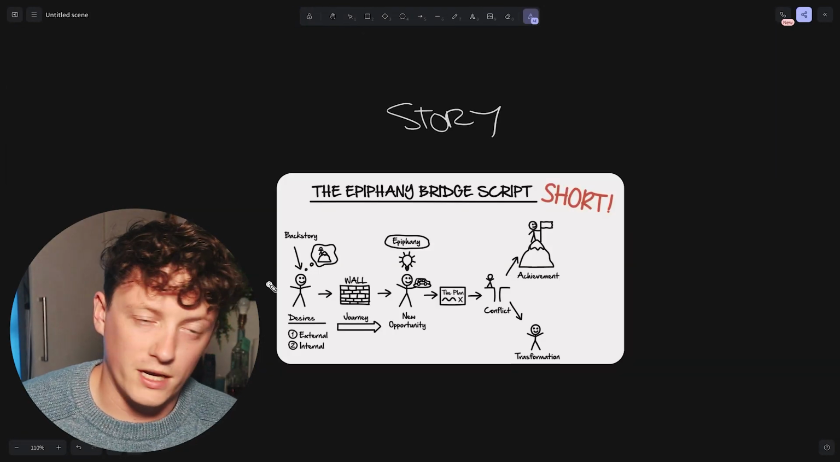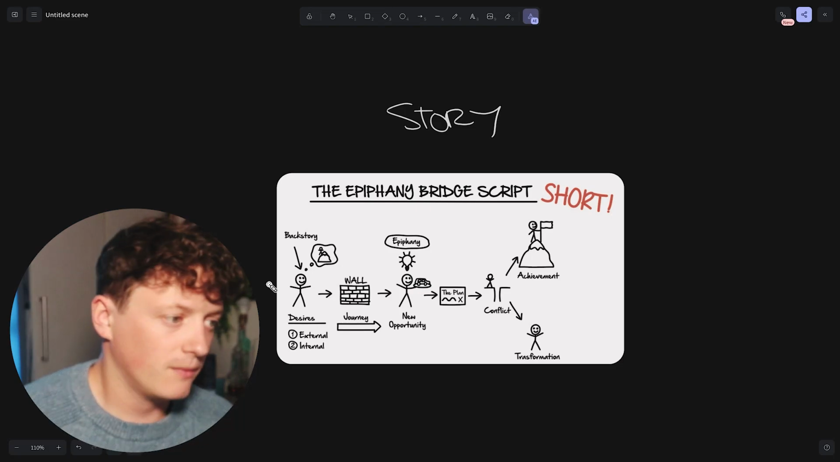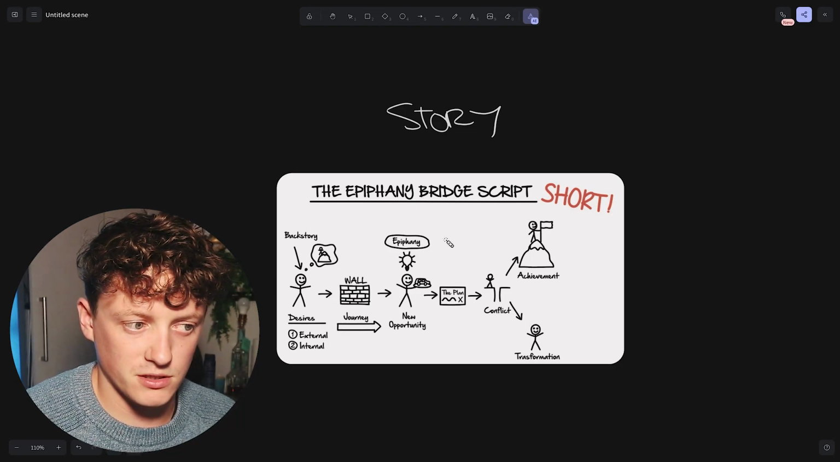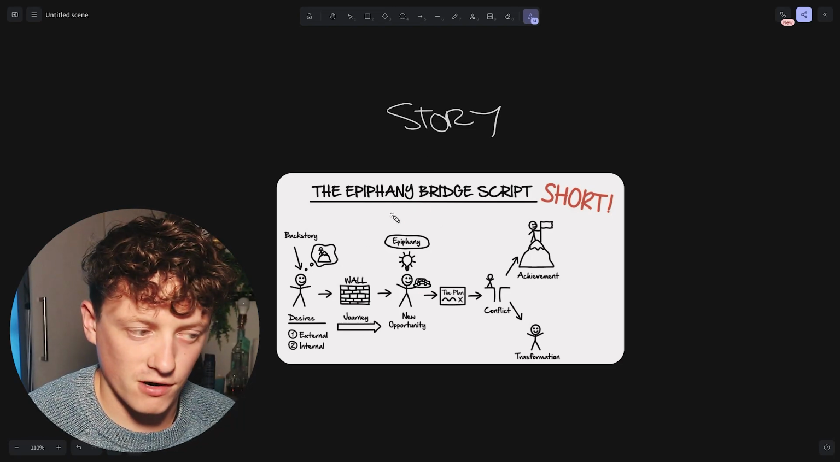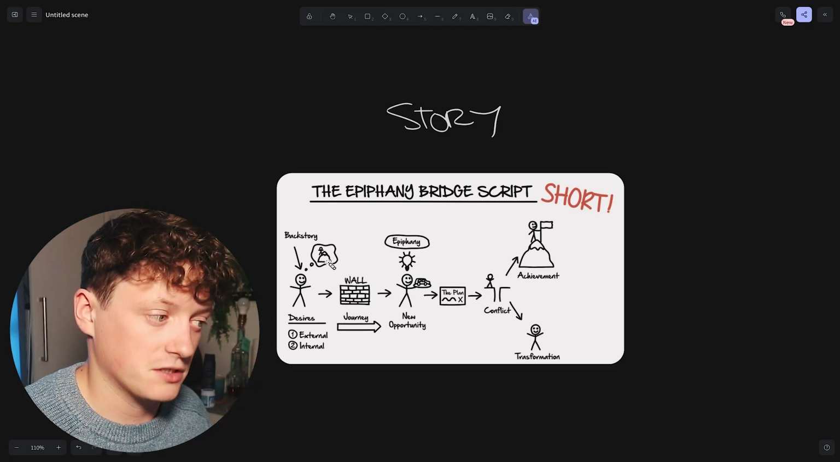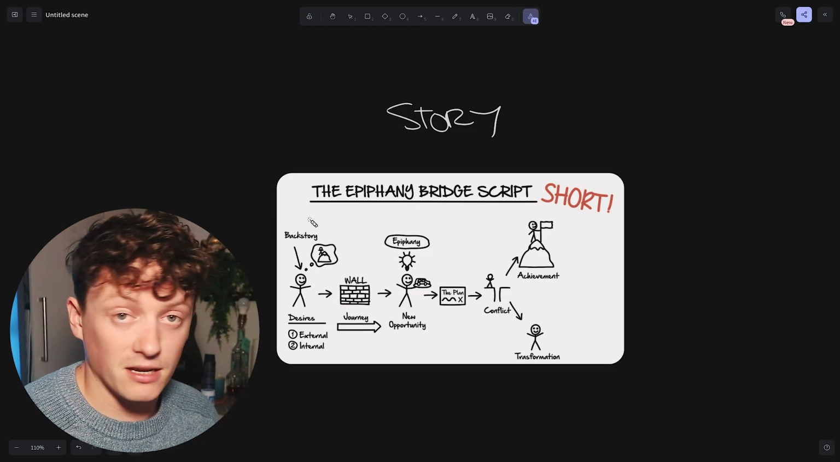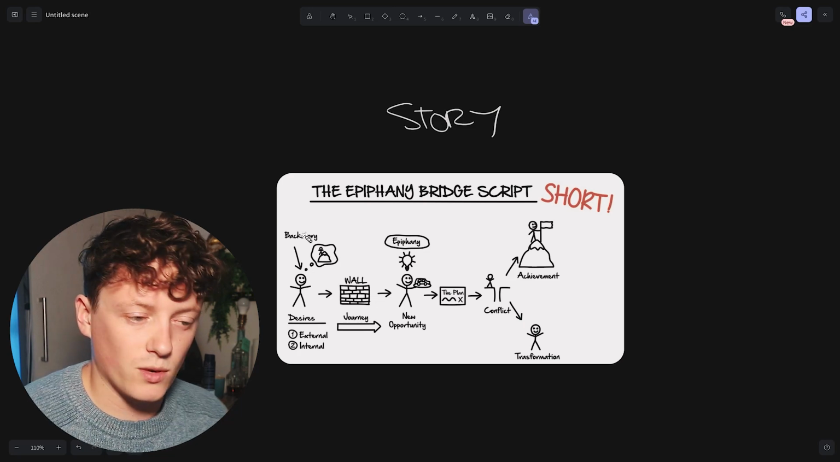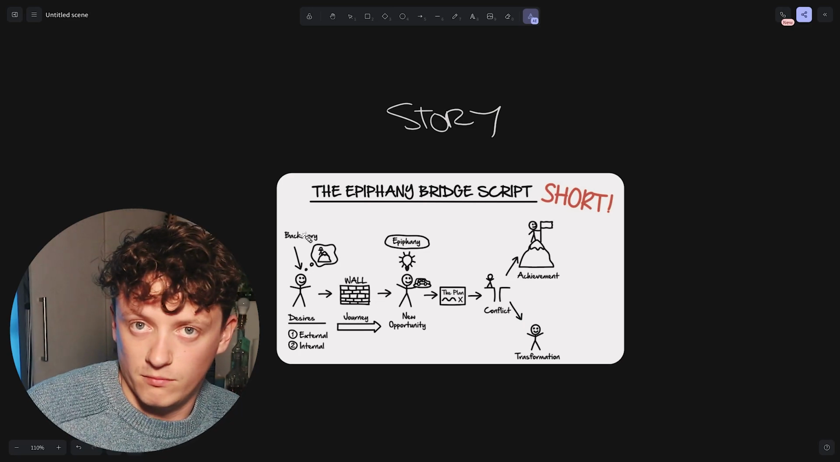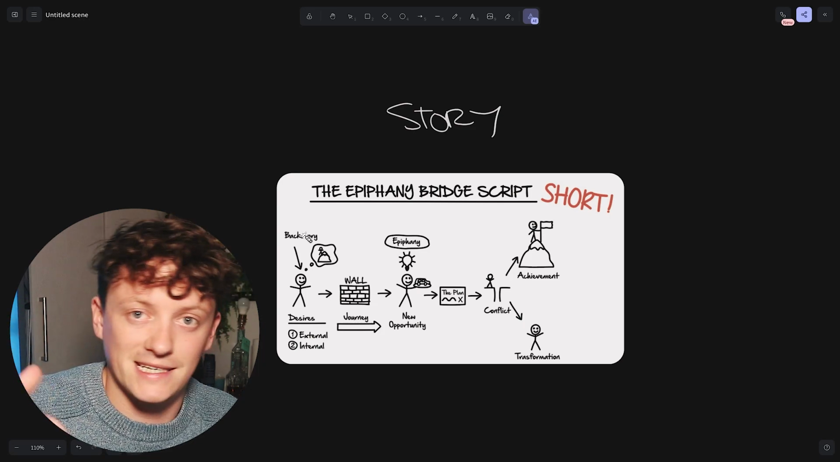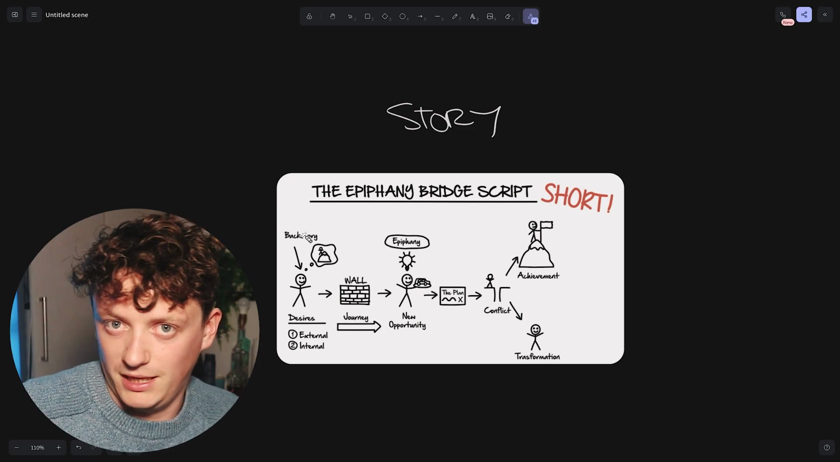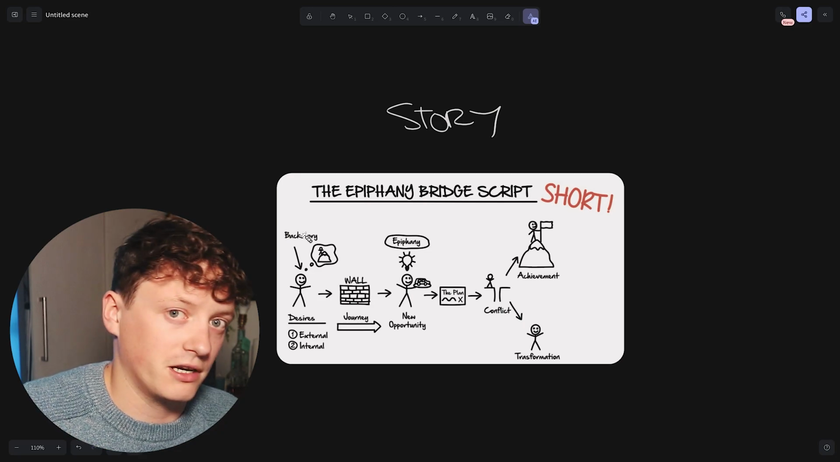Now there are multiple ways to write these stories. The way that I like to use is the Epiphany Bridge, which is a system described by Russell Brunson. We're going to try and simplify this as much as possible. Essentially we have a backstory. The easiest way of writing a story like this is coming across from the point of view of somebody who has experienced the same problem that your customer is experiencing or is currently experiencing.